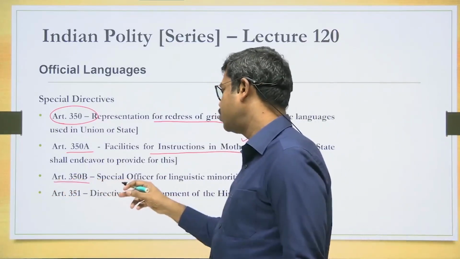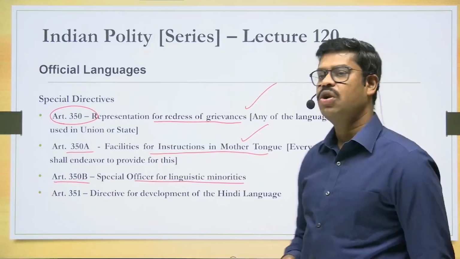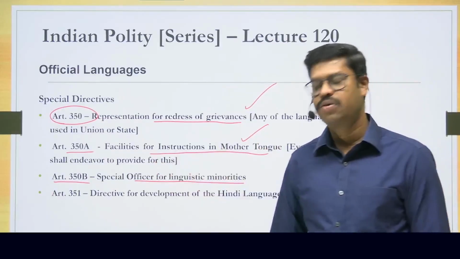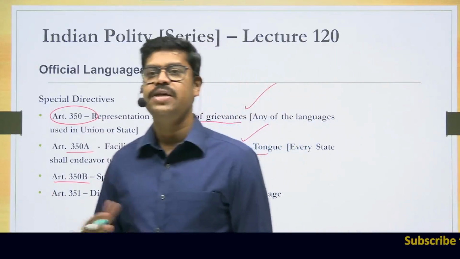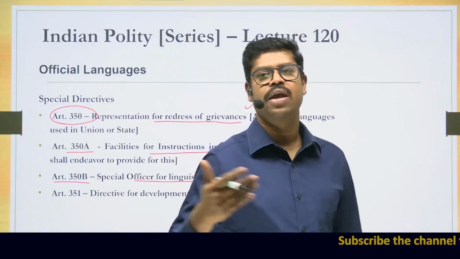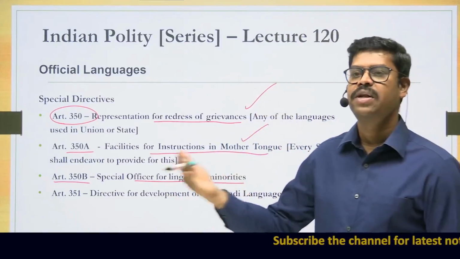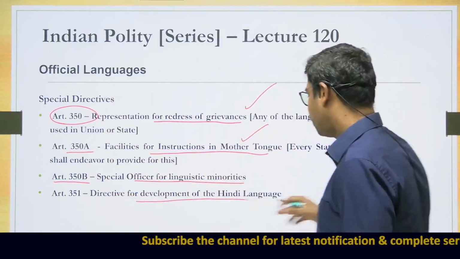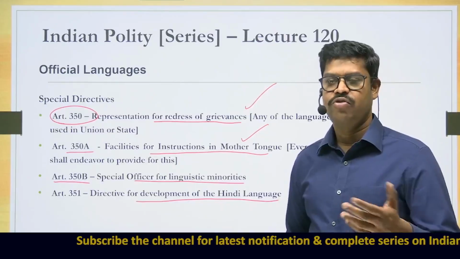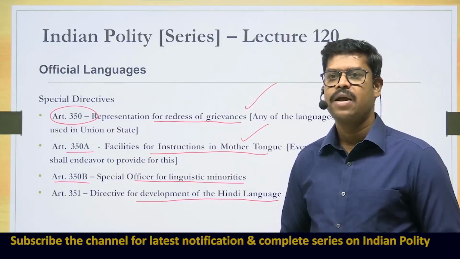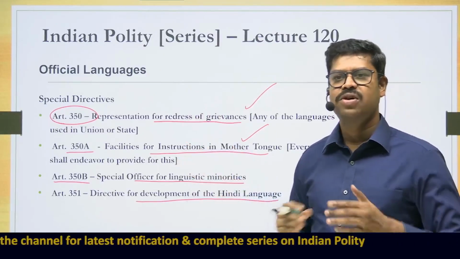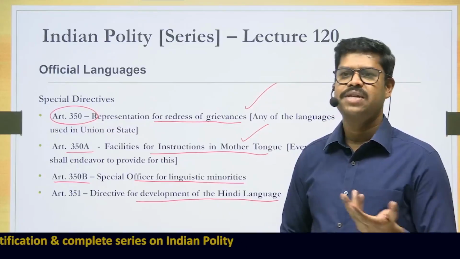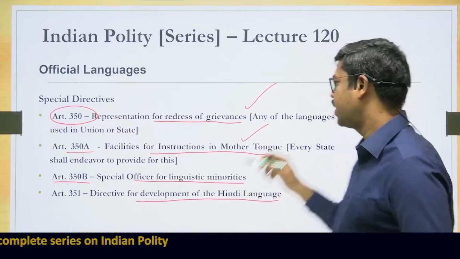Article 350B of the Constitution allows for the establishment of a special officer for linguistic minorities, and this officer is to take care of the interest of the linguistic minorities in our country. Minorities on the basis of language. So he is to take care of all those things, prepare a report and submit the report to the appropriate authority. And Article 351 talks about a directive for the development and promotion of the Hindi language, for the better use of Hindi in our country. So these are all directives, but these directives are generally outside Part 4 of the Constitution. So sometimes there may be a random question from these areas also. So just try to remember these articles.